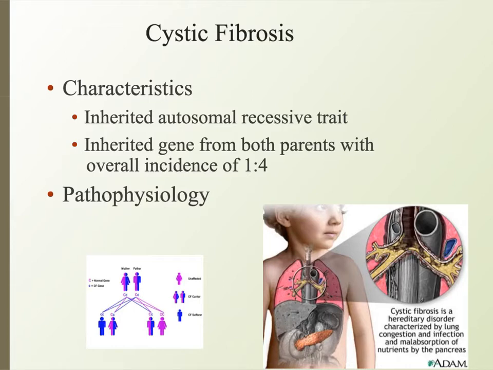It also can affect those islets of Langerhans, and they're going to end up decreasing, which could put them at high risk for diabetes later in life. They can also have liver fibrosis and biliary obstruction. And they're also going to have an elevation of their sweat electrolytes.